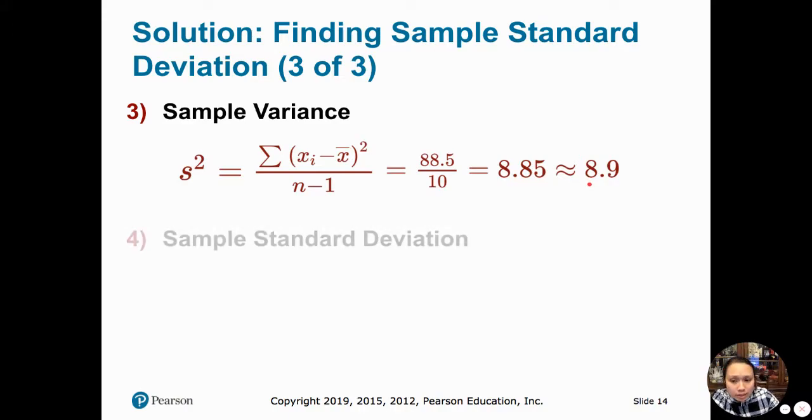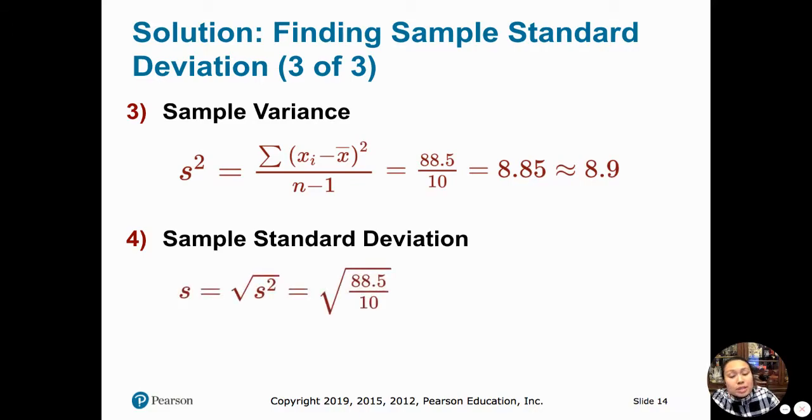Now, from here, we want to find the sample standard deviation. To find the sample standard deviation, which is just s, all we need to do is take the square root of our sample variance. So, taking the square root of 88.5 divided by 10, or you could take the square root of 8.85 here, that gives us about 2.9748, which we can round off nice and neatly to 3.0.